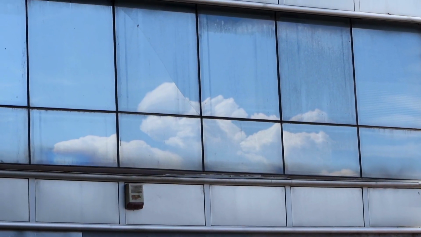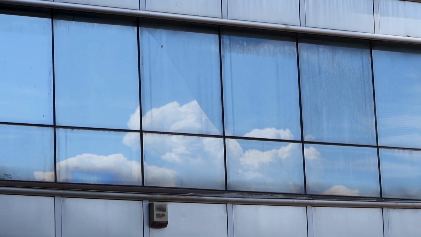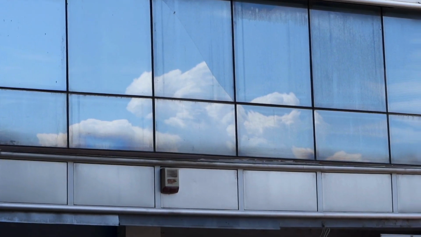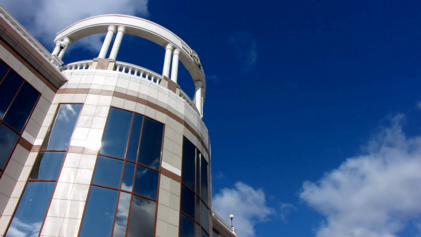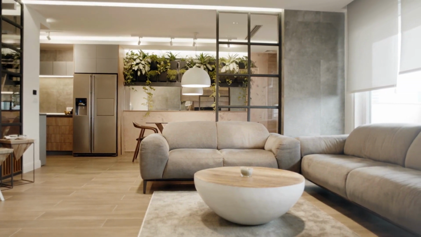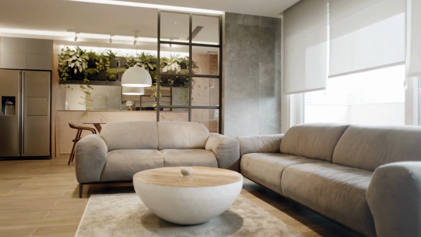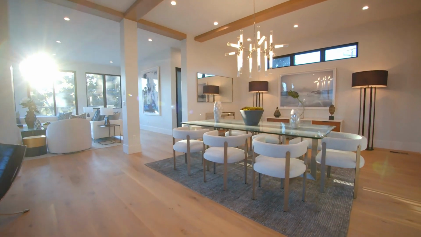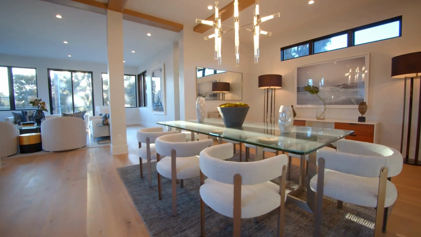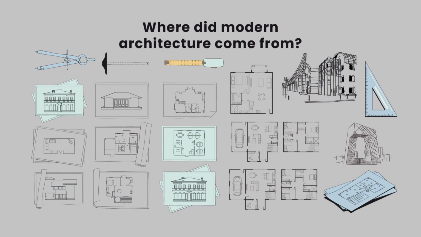Moreover, glass became the hallmark of modern architecture, thanks to its ability to span larger and longer windows. Interiors, in turn, transformed into open spaces, unlike previous typologies where every space was strictly limited by walls. In modern architecture, spaces are flexible and interconnected. Where did modern architecture come from?